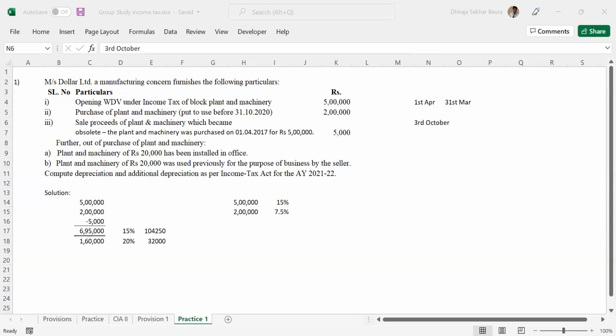Think about it a little bit. Out of the new ones purchased, out of 2 lakhs, it is saying that 20,000 has already been used. So does it mean that 1,80,000 will be applicable? Okay.